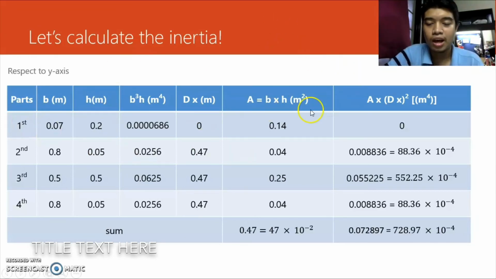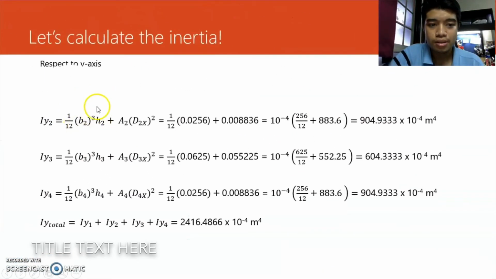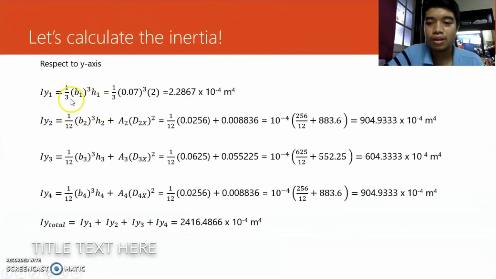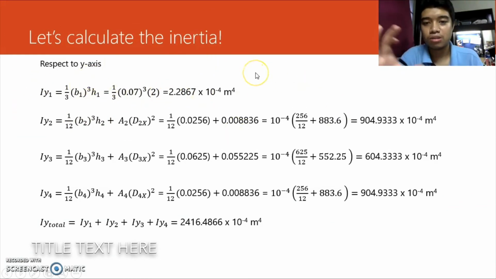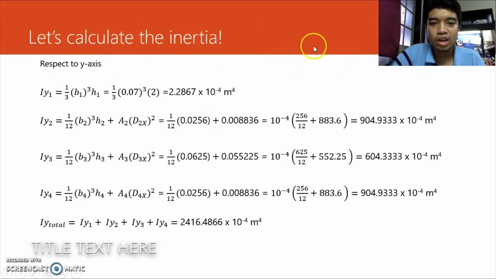So I am going to use 1/3 b cubed h, because the part is already at the edge of the axis. I do not use the parallel axis theorem there anymore. For the other 3, I use the parallel axis theorem. This is the Iy total, the inertia with respect to the y-axis. Iy total is Iy part 1 plus part 2 plus part 3 and then plus part 4.